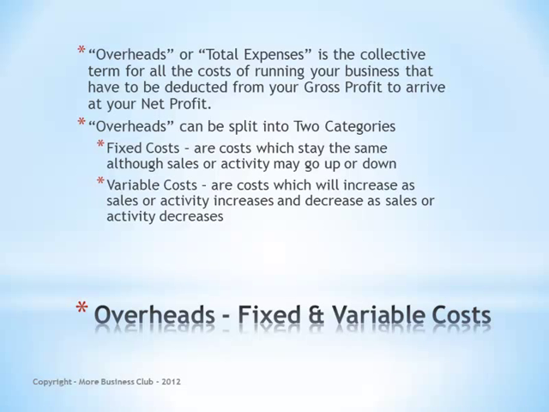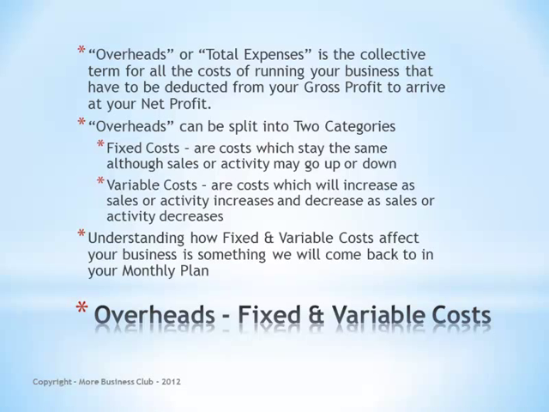The second category of cost are variable costs. And these are costs that will go up as your sales or activity goes up, and they will also come down as your sales or activity comes down. A good example of this is if you were in a mail order business, then your packaging costs will rise as your sales rise because you're having to send out more product. But at least if your sales drop, your packaging costs will also drop. So understanding how fixed and variable costs affect your business is quite important, and it's something we'll come back to later in the monthly plans as we work through the program.